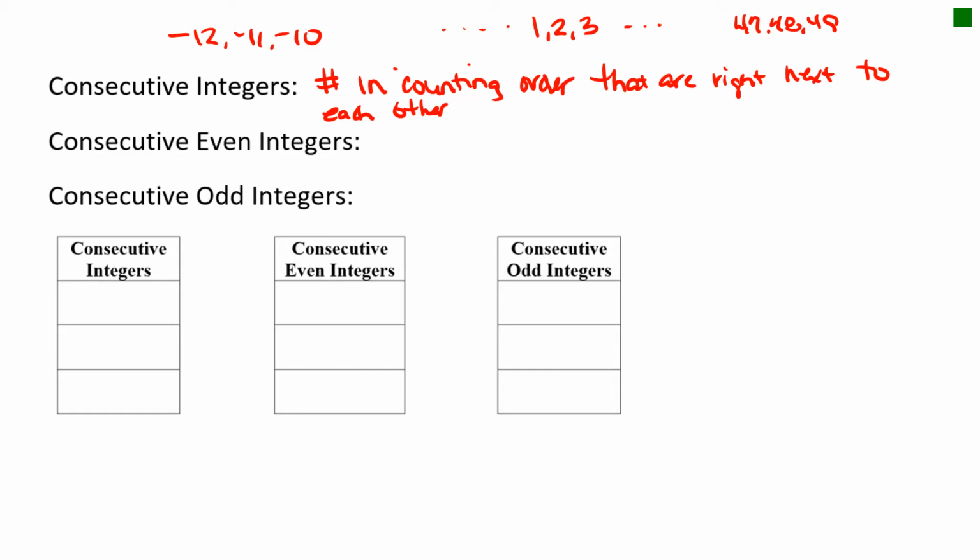Consecutive even, so when we do our numbers, our first number's odd because we start with 1. Then the next one's even, then the next one's odd, then the next one's even, then the next one's odd, then the next one's even, and so on. So if I start with an even, how do I get to this one? I have to skip one. Get to this one, I have to skip one. Does that work if I'm doing odds?